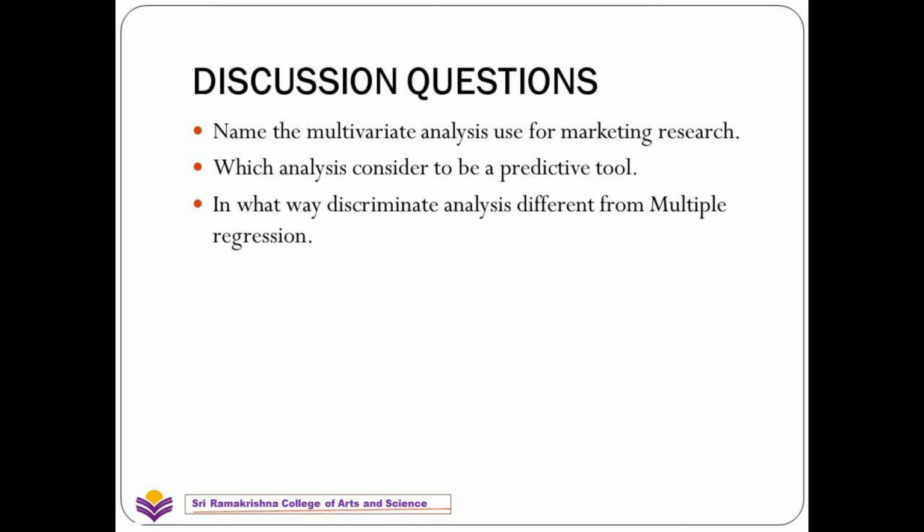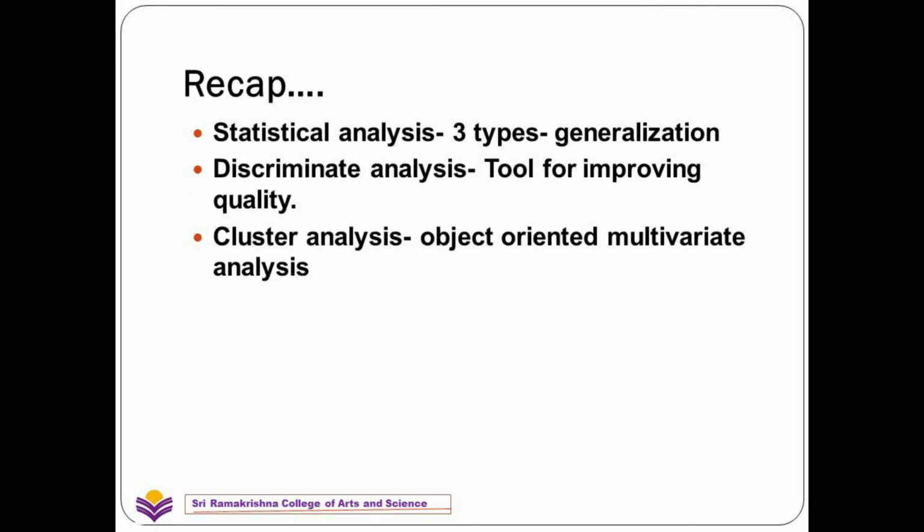Before we end this session, a small recap. Statistical analysis is divided into three ways: univariate, bivariate, multivariate. The purpose is only for generalization. Univariate, only one variable is taken for study at a time for generalization. Bivariate, two variables are taken for study, and multivariate, more than two variables are taken.